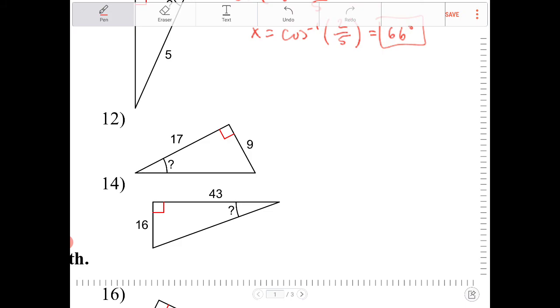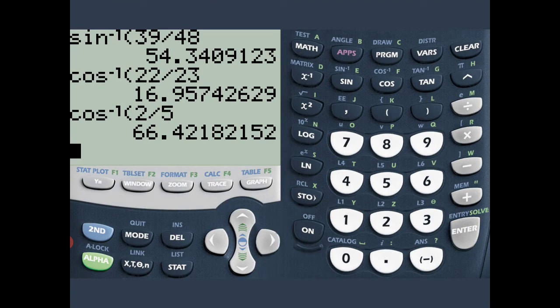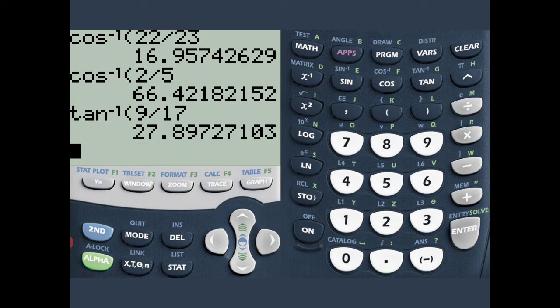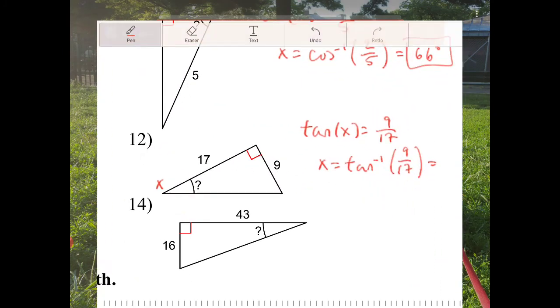Number 12. 9 is opposite of x and 17 is adjacent to x, so I want to use tangent. Tangent of x is equal to 9/17, so x is equal to arctan of 9/17. And what would that be equivalent to? Arctan of 9/17 is 28 degrees to the nearest whole degree.